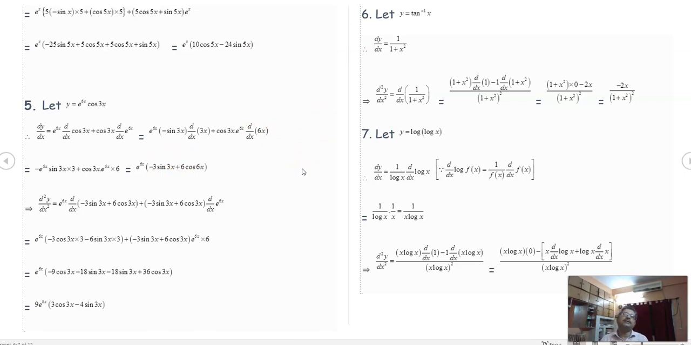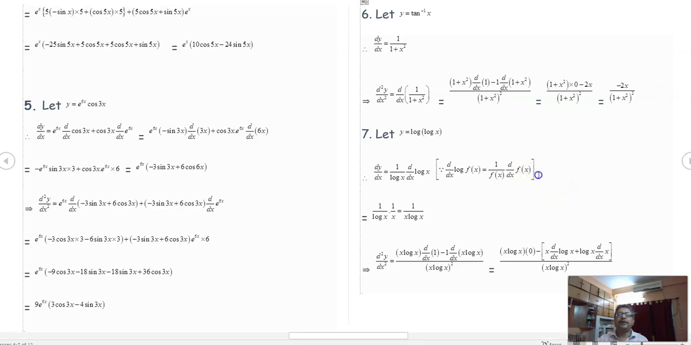What do you observe for tan inverse x? If you differentiate the first time, it will give us 1 by 1 plus x square. The second time, just use the u by v method, that is v into du minus u into dv. So the derivative of 1 will be 0, and 1 into the derivative of 1 plus x square. So we get minus 2x over 1 plus x square whole square. Okay.